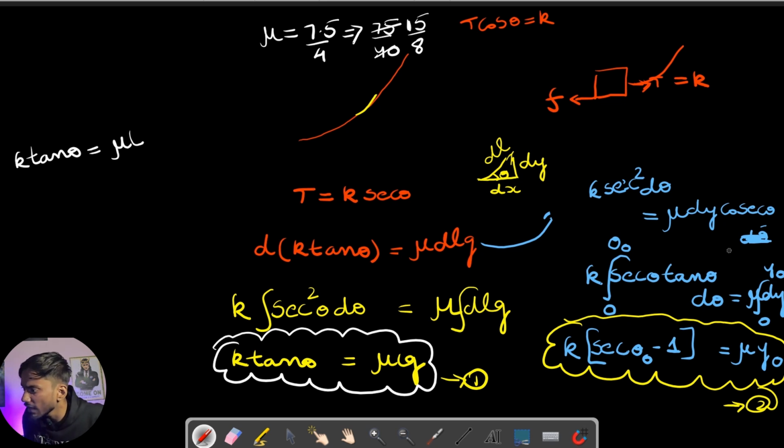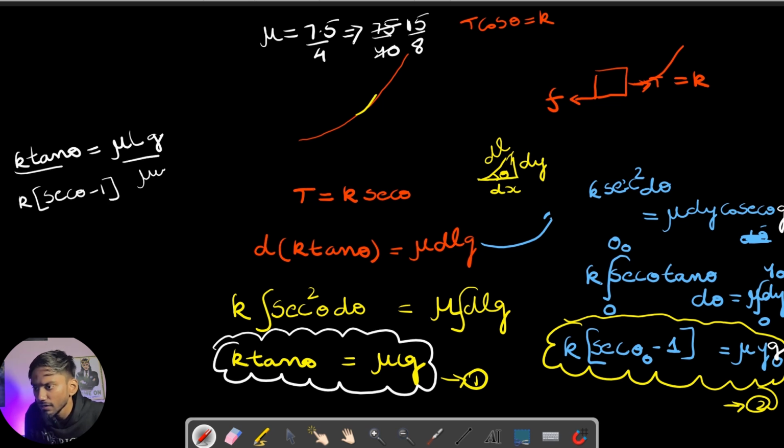So don't forget this, we have G here also, right? Here we have G, mu times y naught into G. So it is equal to mu Lg, and then I'm dividing with k times secant theta minus 1 by mu times y naught into G. So mu gets cancelled, G gets cancelled, k gets cancelled.